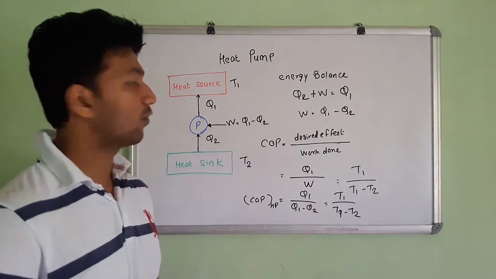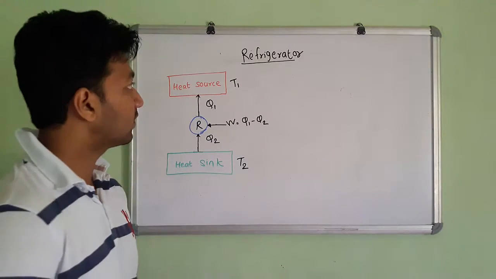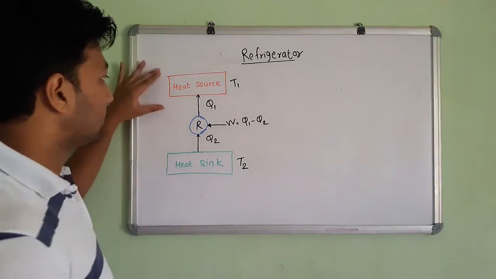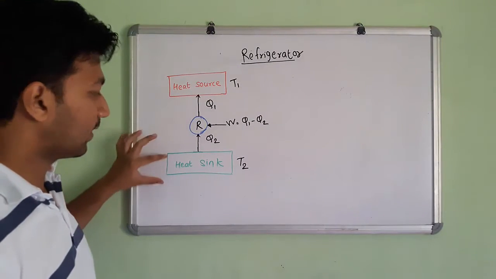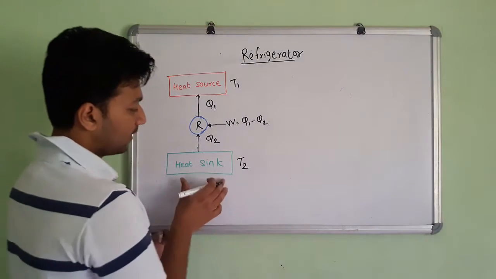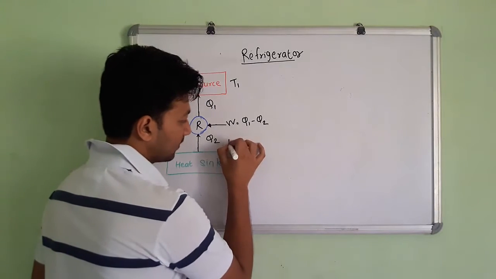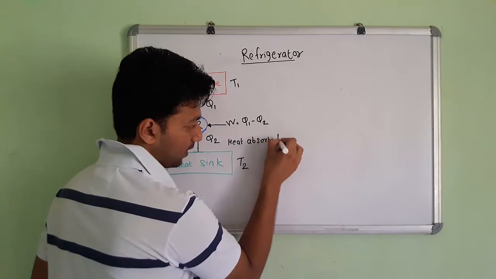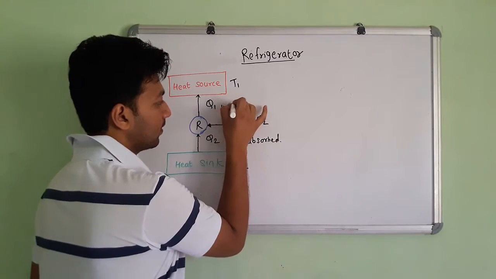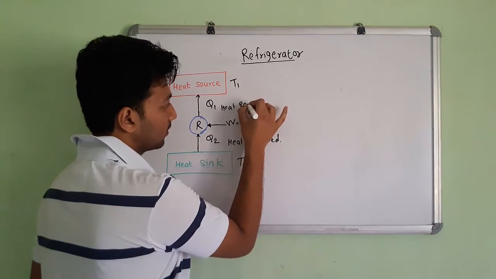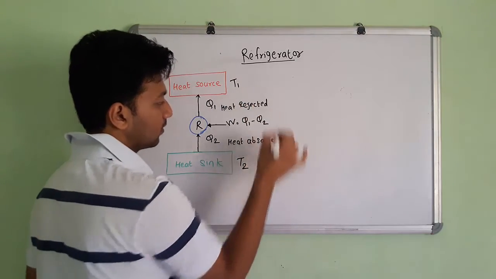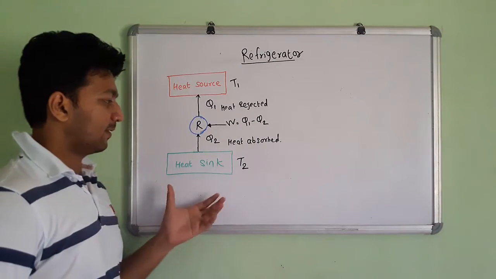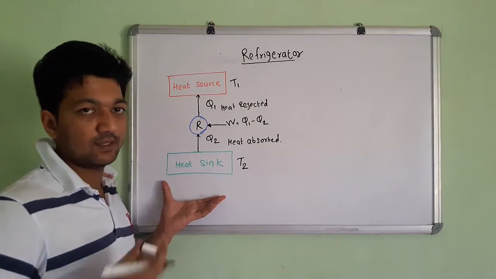Now we see the refrigerator. The refrigerator is the same as the heat pump. Here we have the heat source, refrigerator, and the heat sink. It absorbs the heat from the heat sink. This is the heat absorber. It absorbs, and it rejects the heat here in the heat source. Heat rejected, heat absorbed. So this is the same as the heat pump that we saw earlier.